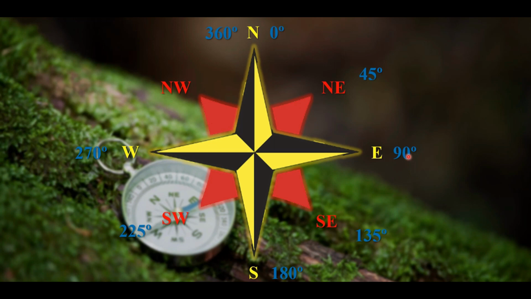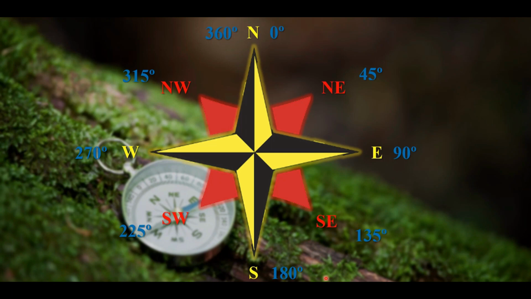Also, from 90 to 135 is 45 degrees. From southeast to south is another 45 degrees. From south to southwest is 45 degrees. So 180 plus 45 is 225. So there's a couple of different ways to arrive at these bearing numbers. From southwest to west is 45 degrees. So 225 plus 45 is 270. Plus another 45 degrees for northwest is 315. Plus another 45 is 360.